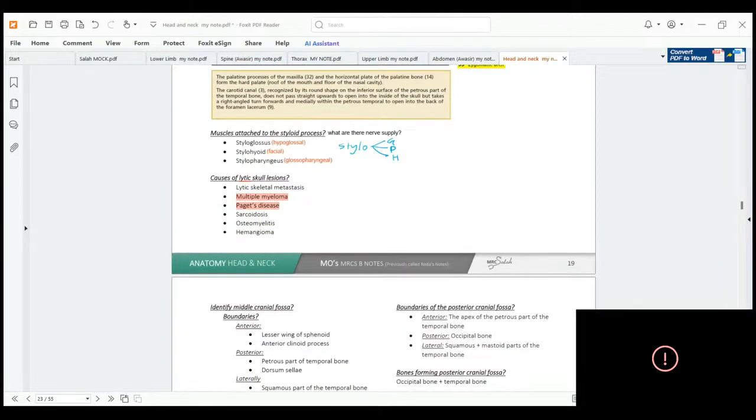Muscles attached to the styloid process: styloglossus, stylohyoid, and stylopharyngeus.